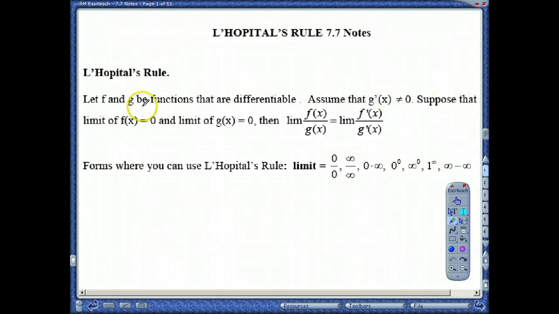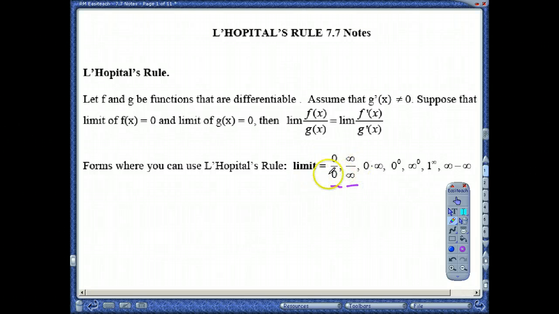Now suppose the limit of f of x is 0 and the limit of g of x is equal to 0. Then the limit of f of x over g of x is equal to the limit of the derivative of f over the derivative of g. Now what we're going to do is look at limits, and the type you're going to see most is this guy right here.